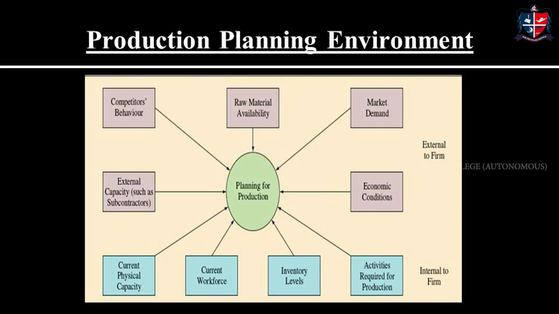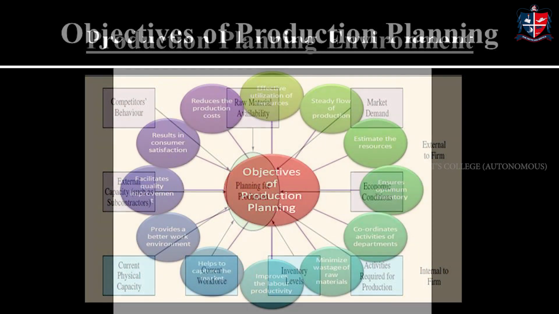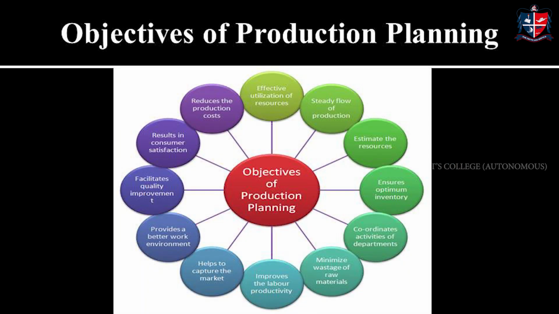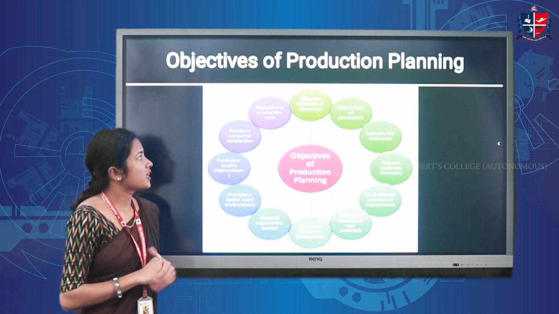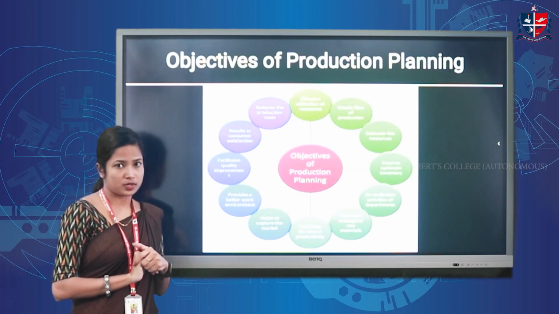And the third one is the inventory level. That is our stock, what all finished goods we are having now. And the fourth one is the activities required for production. What all activities we need to go through for that production. So this is the internal environment. Next is the objectives of production planning. Under the objectives of production planning, the first one is the effective utilization of resources.